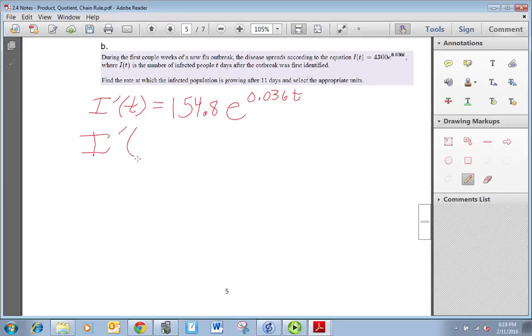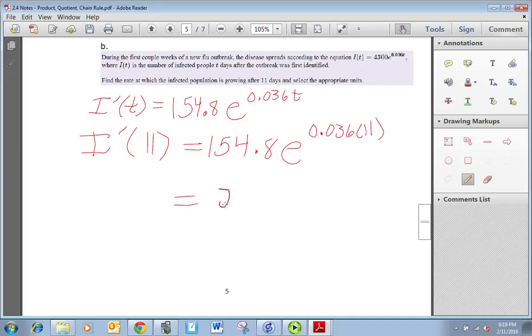I prime of, what do we want, 11. So just stick 11 in there. And if you punch this in your calculator, you should get 230.01. So let's see what the units are: number of infected people per day. Not days, but day.